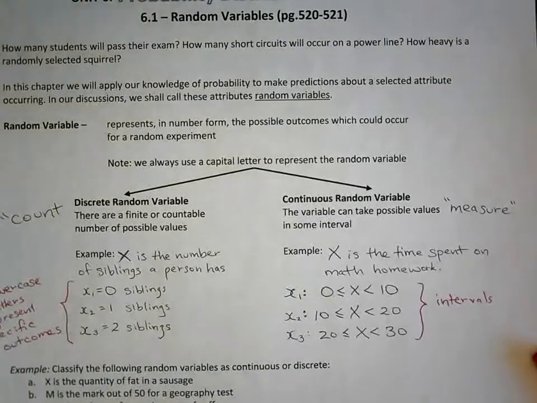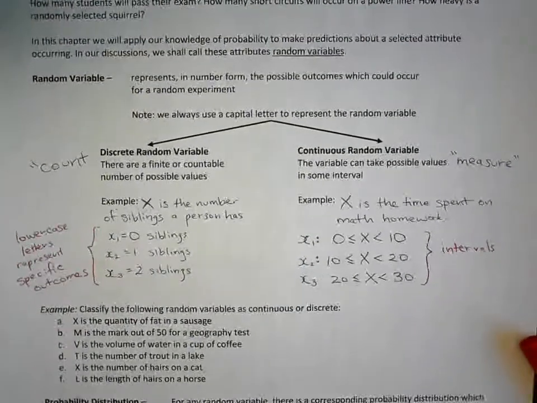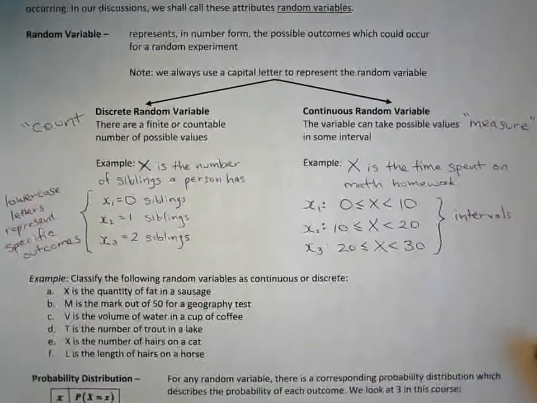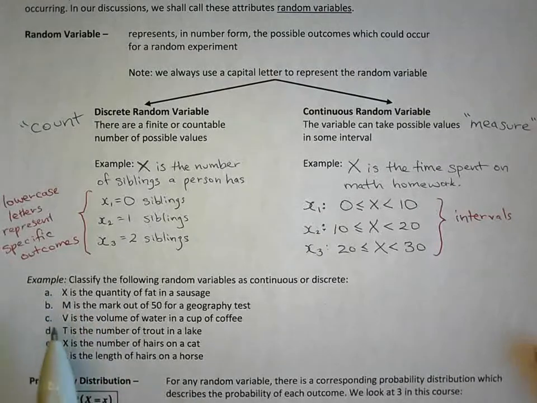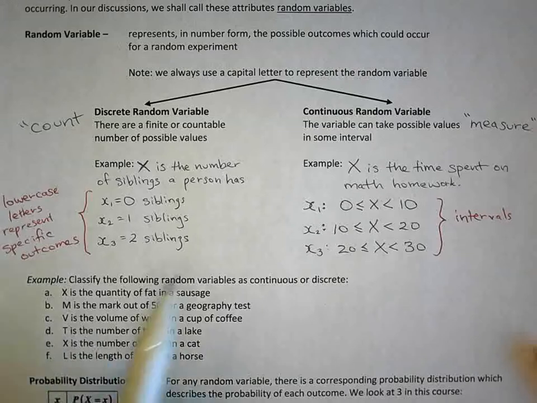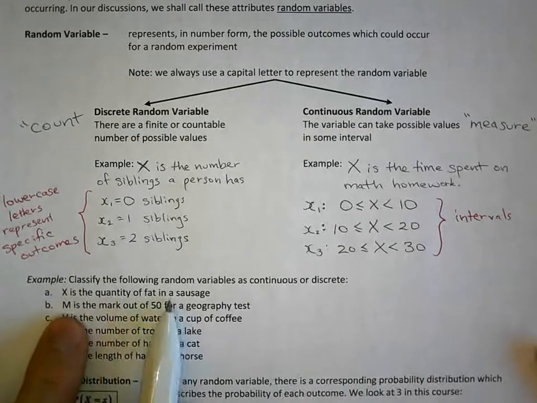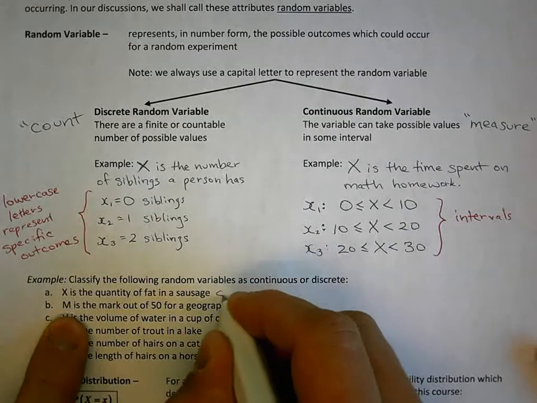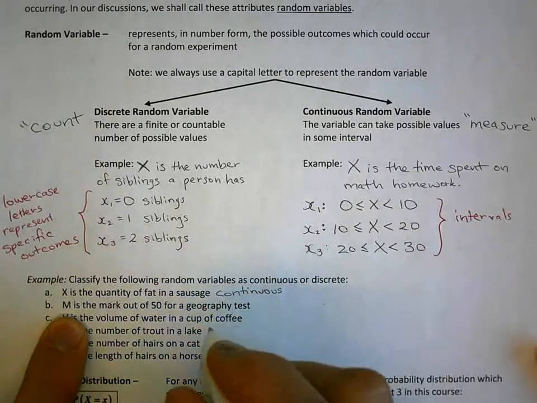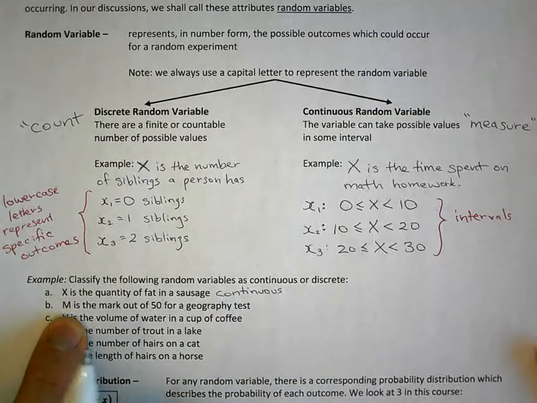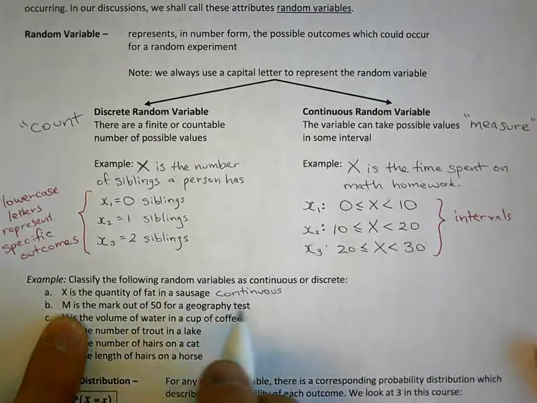Let's think a little bit more about random variables. Here I've given a bunch of different random variables. There's the big letter. I want you to think for a second, is this continuous or discrete? So pause the video right now and try thinking about these. Okay, welcome back. So X is the quantity of fat in sausage. This is continuous because you can have any amount of fat. It would be 0.5, 0.55, 0.6, 0.7, 20 grams, whatever.